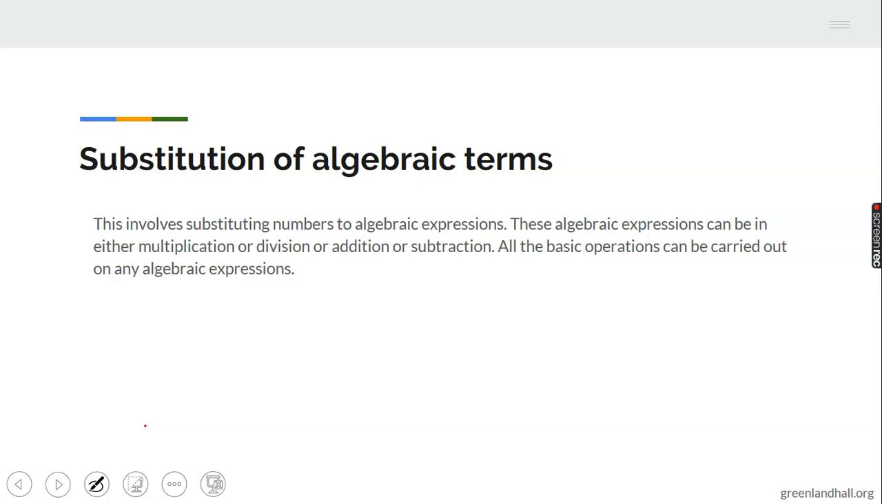By now, you should know what an algebraic expression is. An algebraic expression is any expression that contains alphabets, that contains letters. For example, if you have ax plus b, this is called an algebraic expression.